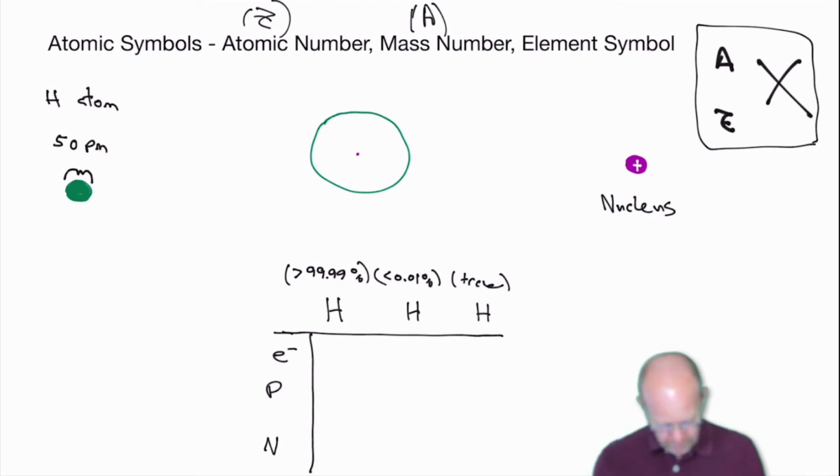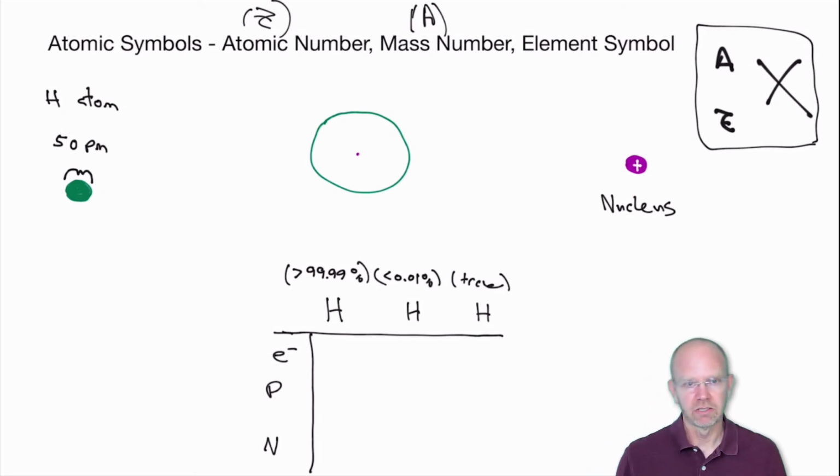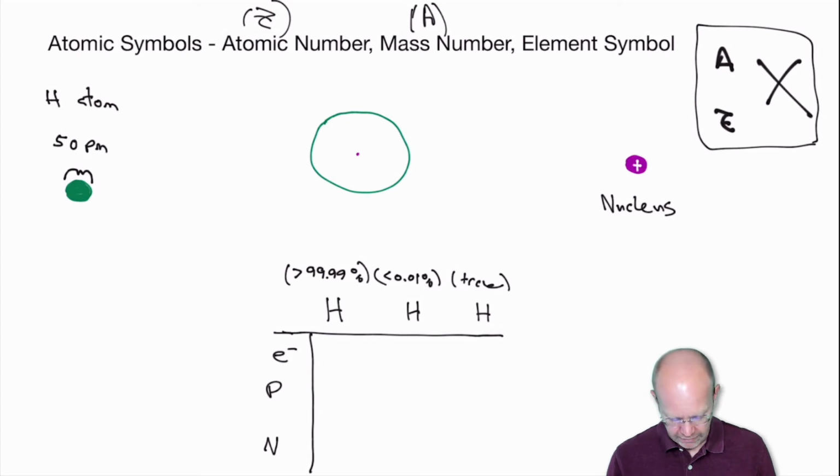So hydrogen is an interesting case. It has three isotopes that occur in nature. The most abundant one is illustrated here. The atom itself is tiny. It is 50 picometers in diameter. If we zoom in on that, if we looked really closely, we would see a tiny, tiny nucleus, and there's just one electron floating around in most of that volume.